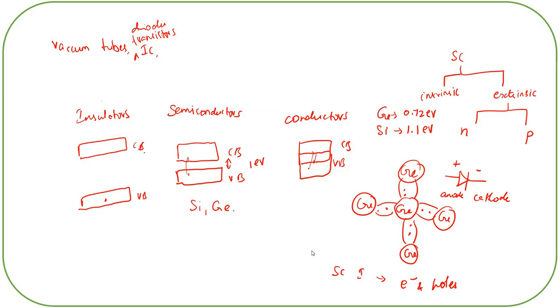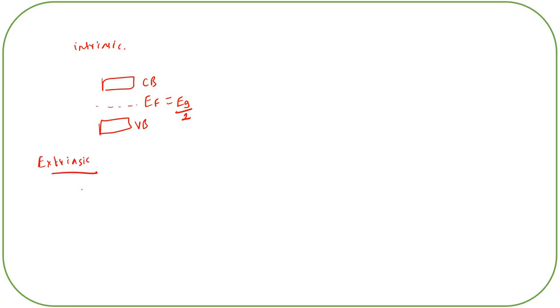The Fermi level EF lies exactly in the center between the valence band and conduction band for an intrinsic semiconductor. So EF lies in the center, and EF is equal to Eg by 2, where Eg is the energy gap. Now we go to extrinsic semiconductor. In extrinsic semiconductor, dopants are added. We add 1 part in 10 to the power 8 parts of atoms.